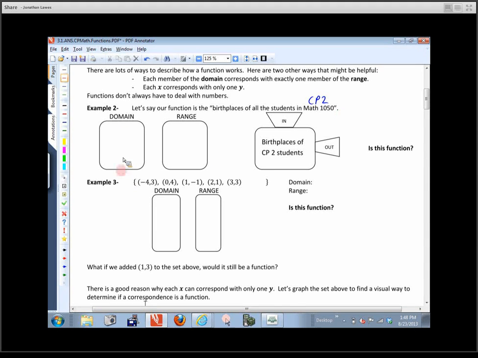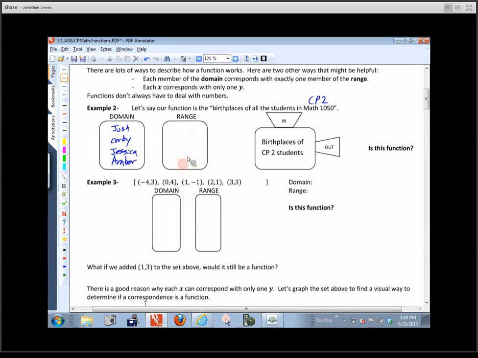So we could put everybody's name here. Let's say we're going to have Josh here. And then Colby, Corby. And then Jessica over here. And Amber. So let's just have them represent that. So they're the domain. The names of the people in this class would be the domain.